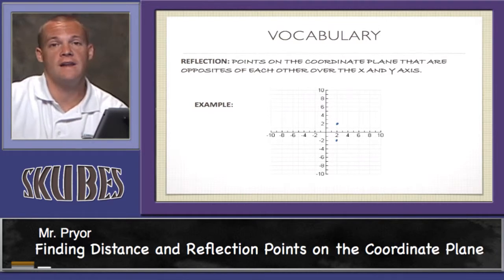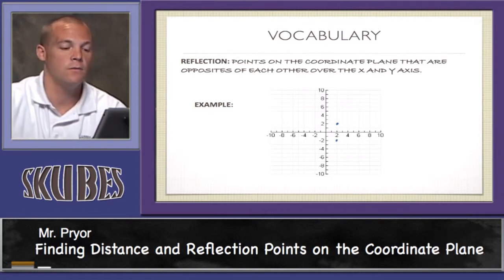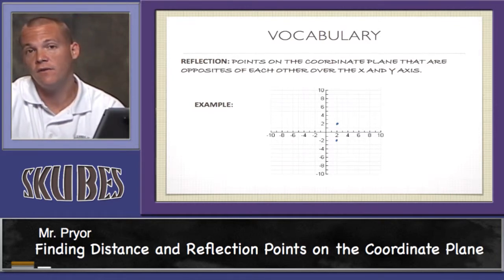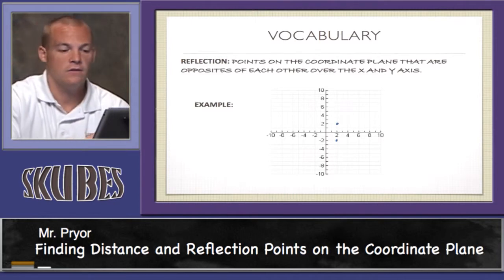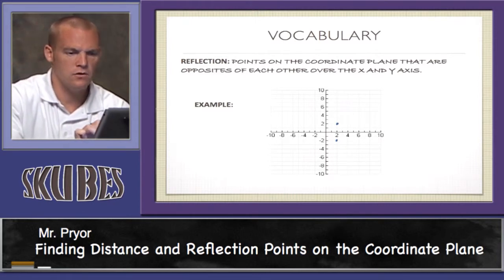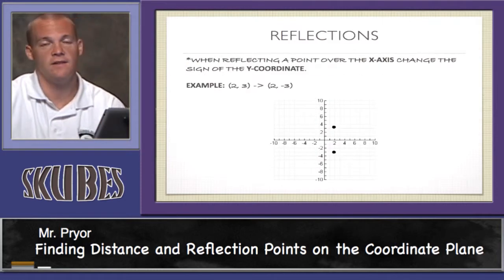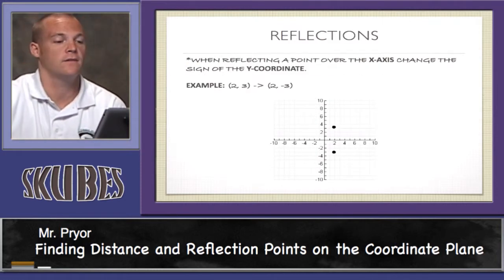Now, I'll show you why that is and how this relates to their ordered pairs. And then we'll also show you how you can modify those ordered pairs to find different reflections for other ordered pairs. So let's take a look at some examples then. You can actually reflect over both axes. You can reflect over the y and the x.